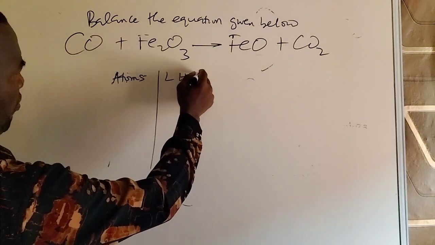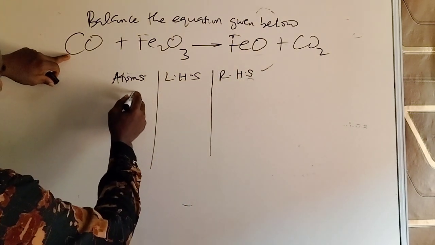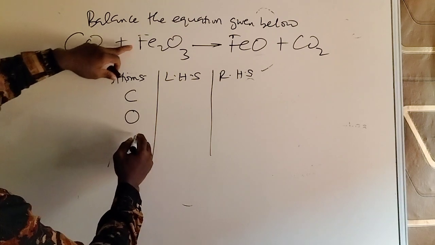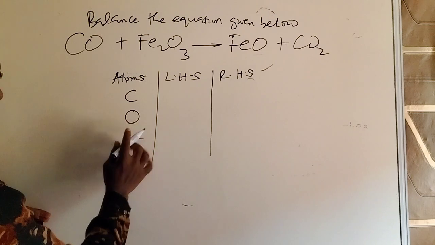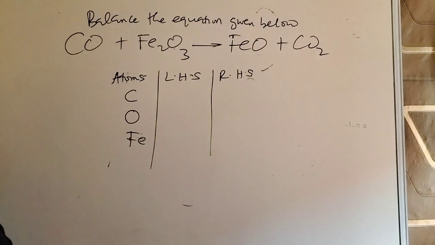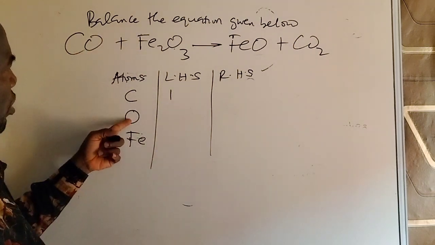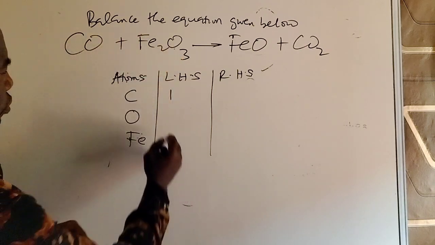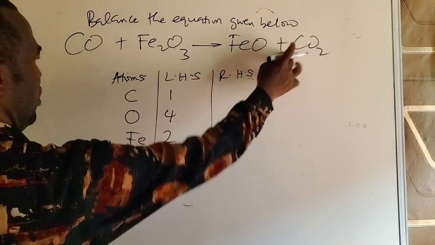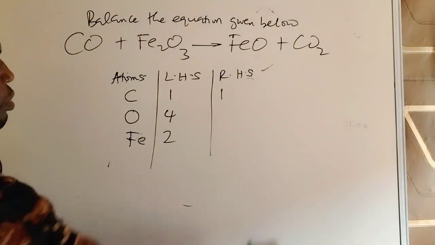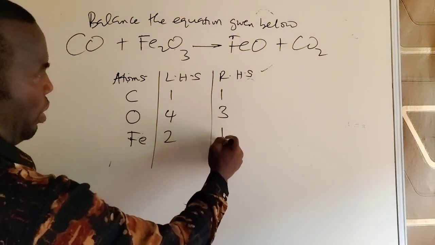Then the left hand side, number of atoms, and the right hand side. List the elements or the symbols here: carbon, oxygen, Fe means iron. Oxygen has been written before, so there's no need to write oxygen again. Don't write an element twice. Then count the atoms. Carbon is only 1 atom. Oxygen, 1 plus 3 gives you 4. Iron is 2. On the other side, carbon is 1. Oxygen, 1 plus 2 gives you 3. Iron gives us 1 here.